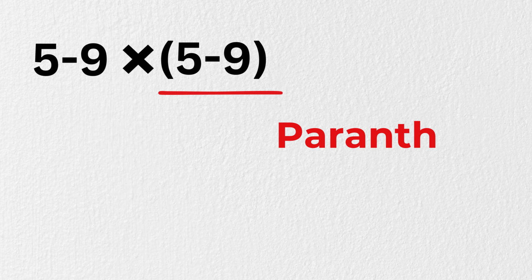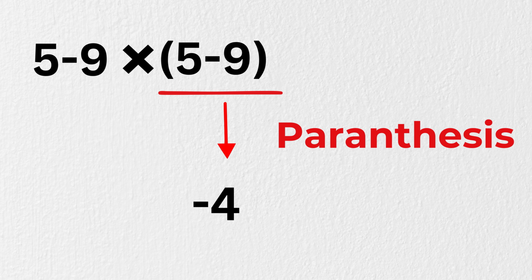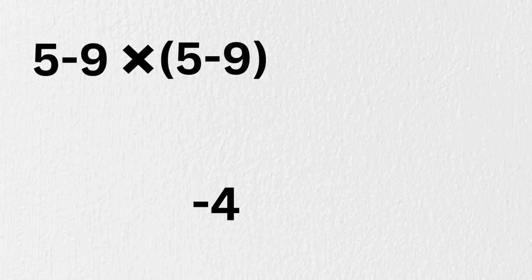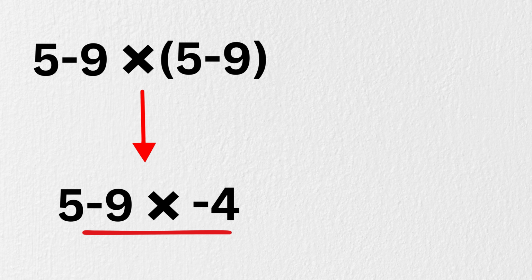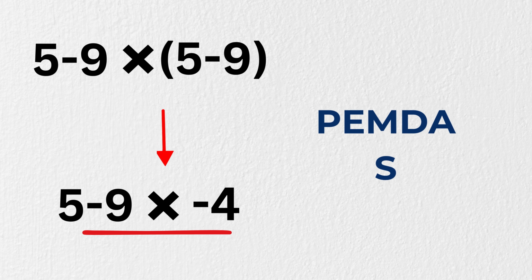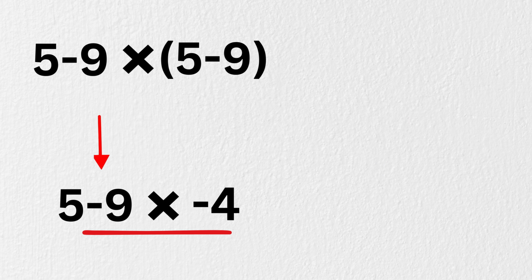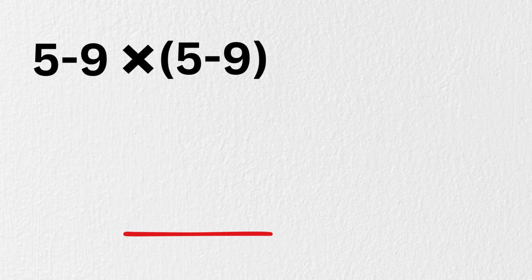First, we handle the parentheses. 5 minus 9 equals minus 4. So now the expression becomes 5 minus 9 times minus 4. According to PEMDAS, multiplication comes before subtraction. So we do 9 times minus 4, which equals minus 36.